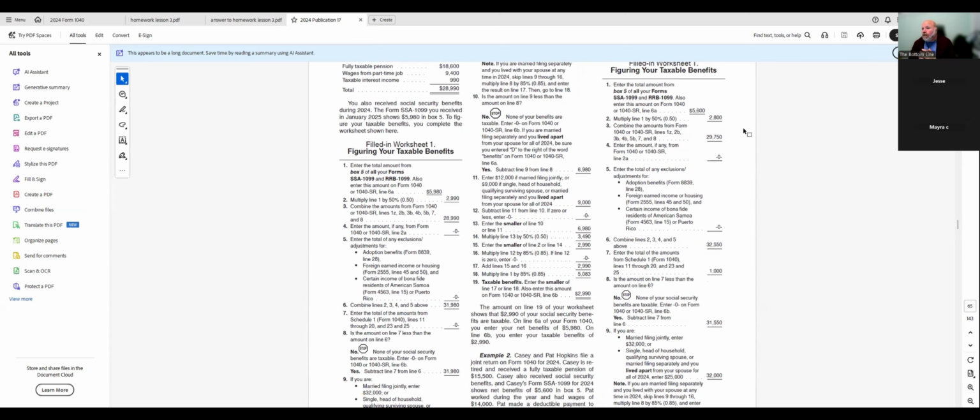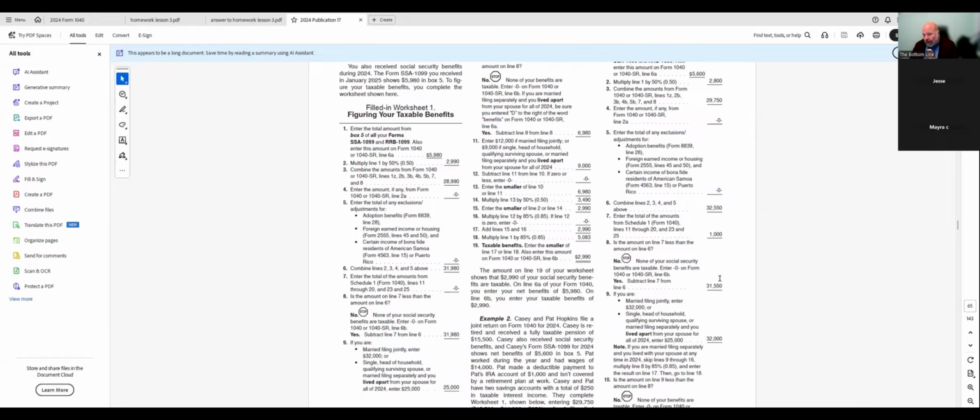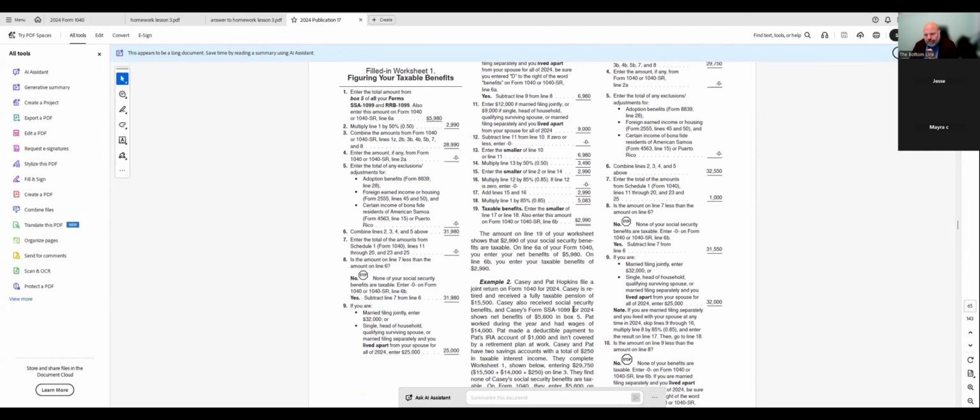But we can go through this whole worksheet. When we combine, you want to combine all of their income, the 5,600, the 2,800, the 29,750. Together on line 6, you're going to get 32,550. So on line 1, they have on Schedule 1 $1,000, which they received from Pat's IRA deduction.